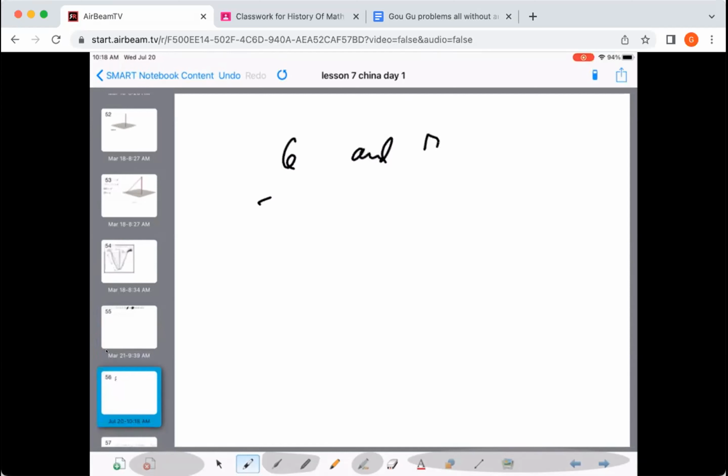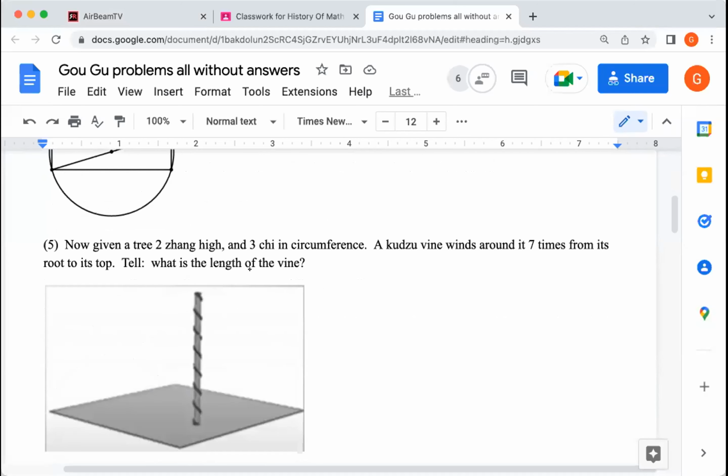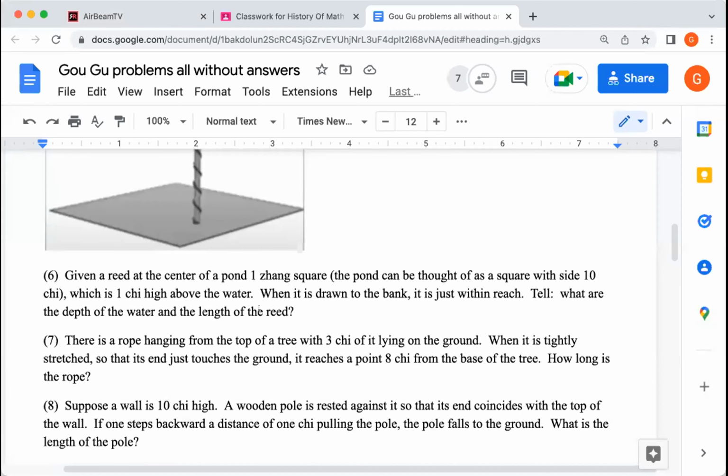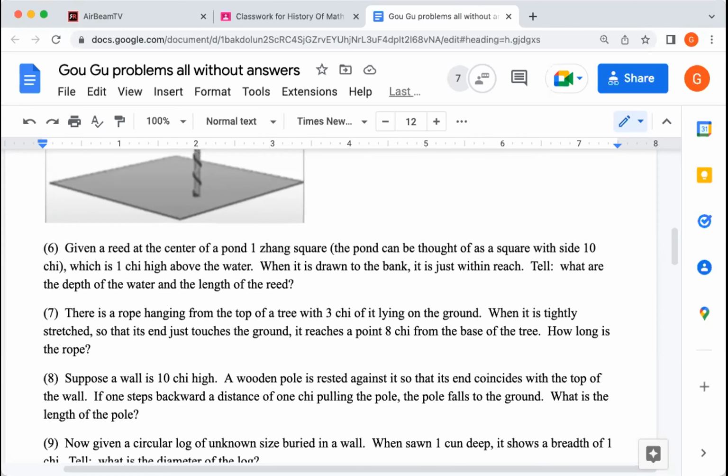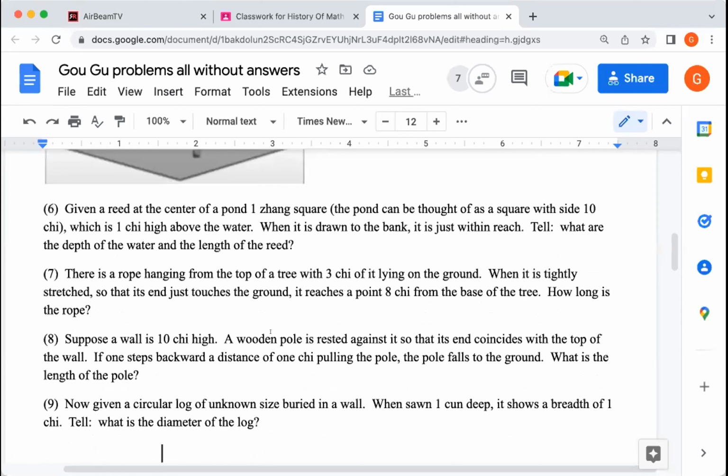Six and 7 are good questions. Let's see which one we should do first. Yeah, 7 kind of reminds me of number 13. It says there's a rope hanging from the top of a tree with 3 chi of it lying on the ground. When it is tightly stretched, the end just touches the ground.